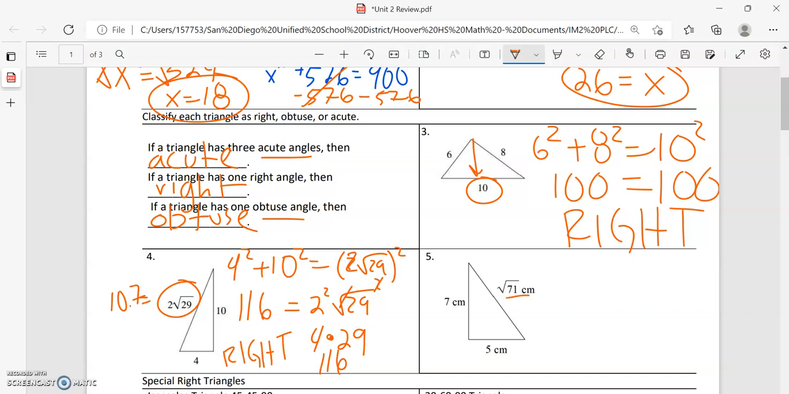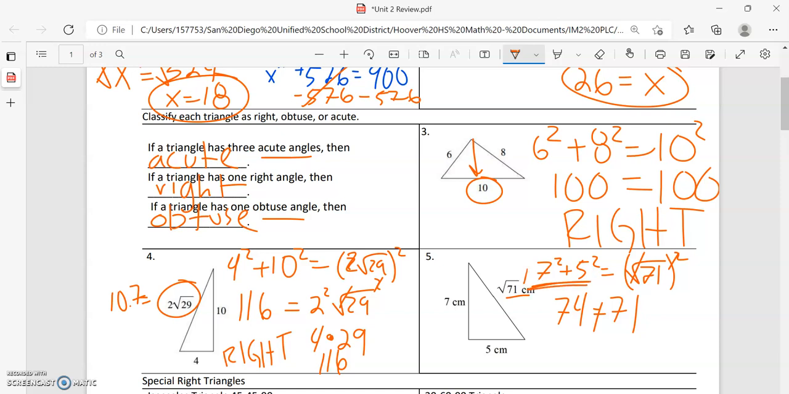Same thing over here. Put square root 71 into your calculator, and we get 8 point something something, which is also our biggest side. So 7 squared plus 5 squared is equal to the square root of 71 squared. 7 squared is 49. 5 squared is 25. 49 plus 25 is 74. And these cancel out, so it is 71. That's not true, so it's not a right triangle.